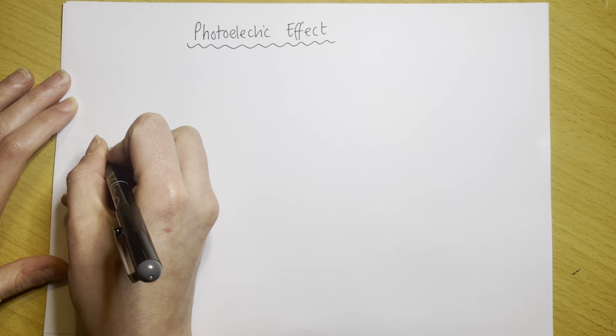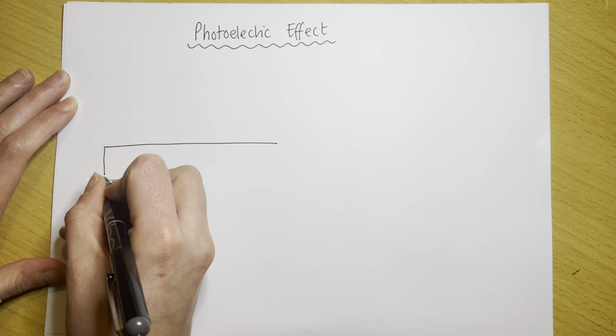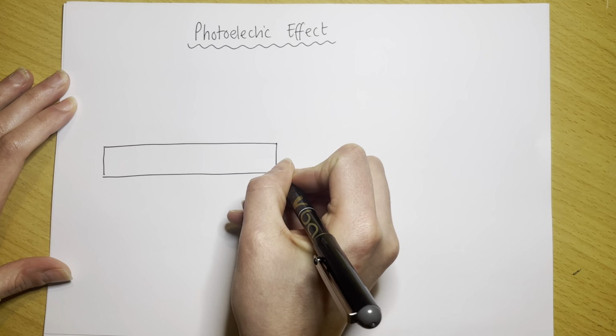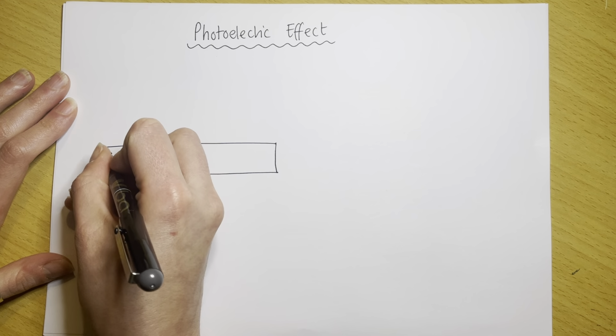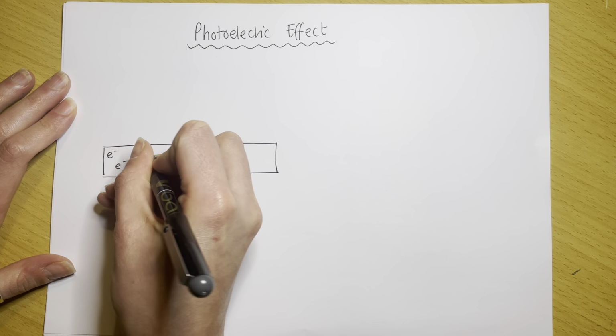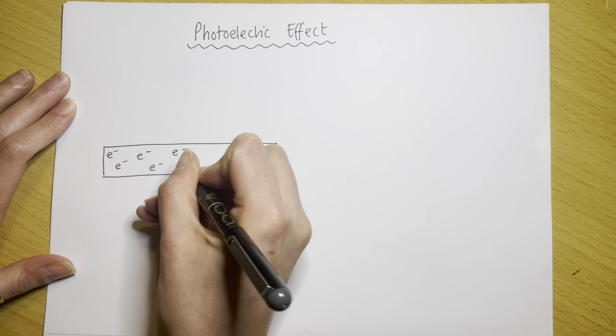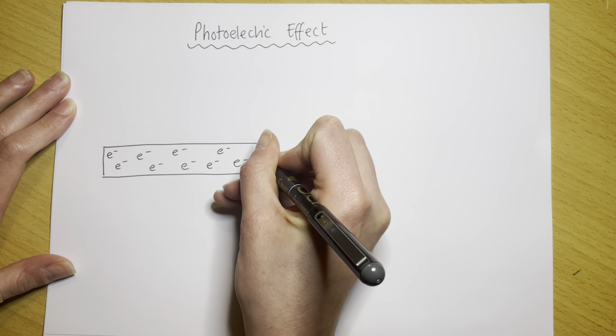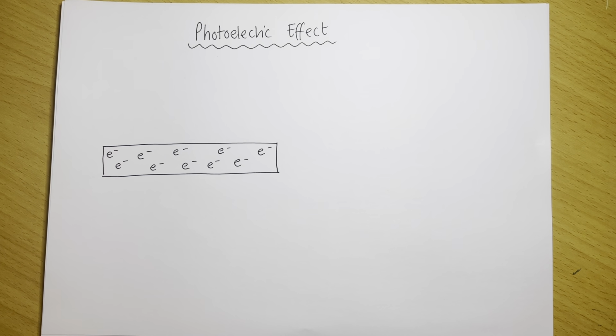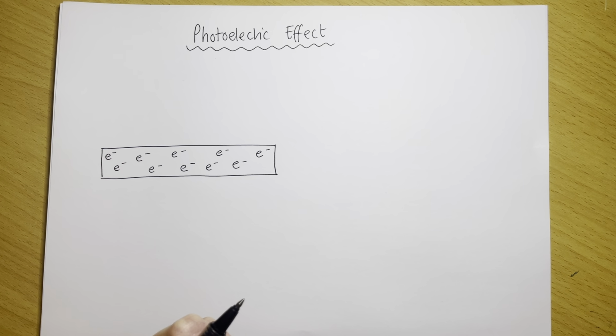So I'm going to draw a metal, and in that metal, there are lots of metal ions, positive ions, and they are surrounded by a sea of delocalized electrons. And I'm only going to draw the electrons because life is short. Okay, so we've got a sea of delocalized electrons. So there's lots of electrons that are free to move, as it were, in a metal.